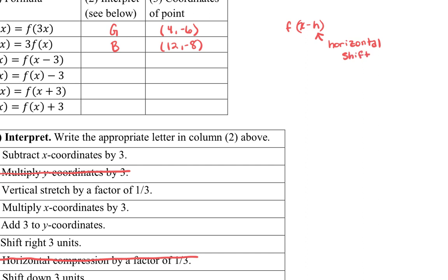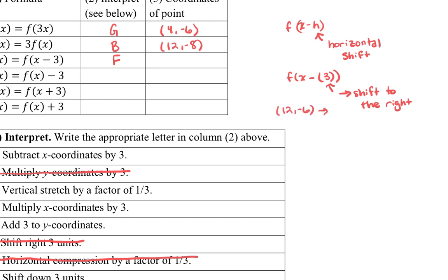Right? So if we have f(x - 3), we know that this shift is happening to the right. Right? So we know that we are shifting our x values 3 to the right. So that is this one right here, shift right 3 units.